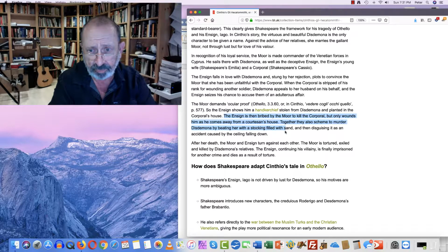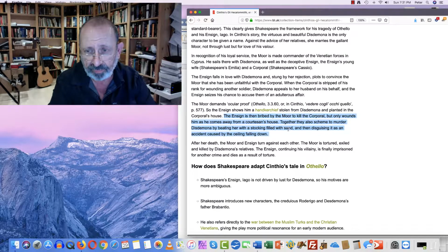Take a look also at how Cinthio ends the story. The ensign in Cinthio, that is to say the Iago character, is bribed by the Moor to kill the corporal. So Othello pays Iago to murder Cassio, but only wounds him as he comes away from a courtesan's, that is to say a prostitute's house. Together they also scheme to murder Desdemona by beating her with a stocking filled with sand, and then disguising it as an accident caused by the ceiling falling down.